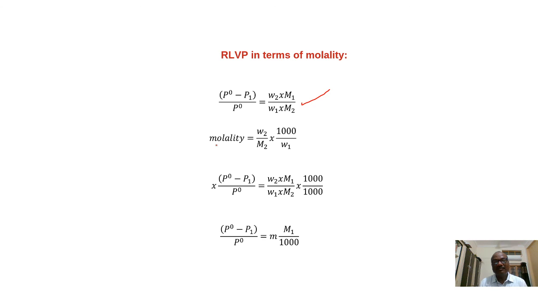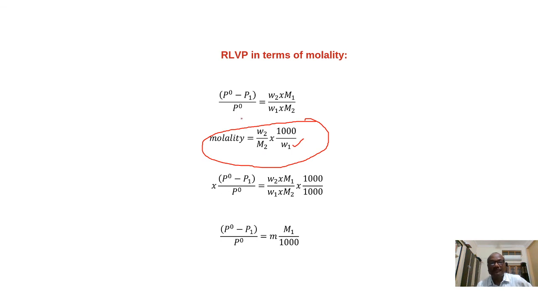But what is the meaning of molality? Weight of the solute divided by molecular weight of the solute, it is nothing but number of moles of solute into 1000 by W1, where W1 is expressed in grams. Since W1 is expressed in grams, here we have to put the 1000. This is the formula for molality: weight by molecular weight into 1000 by weight of solvent. W1 is the weight of solvent, W2 is the weight of solute, M2 is the molecular weight of solute.